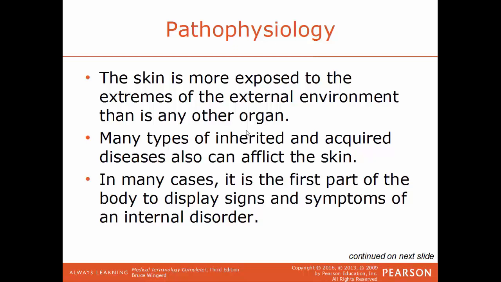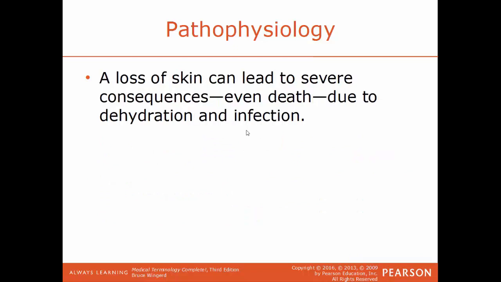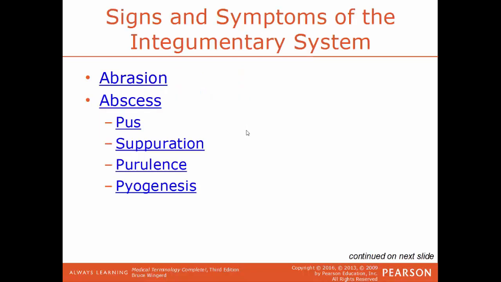Now, many types of inherited and acquired diseases will also impact the skin. In many cases, this is the first part of the body to display any kind of sign or symptom of an internal disorder, because there's a disruption of the skin. Now, a loss of skin can have some very severe consequences, and it can even be fatal, such as dehydration or infection or even severe burns. Next we'll talk about some various signs and symptoms of the integumentary system.